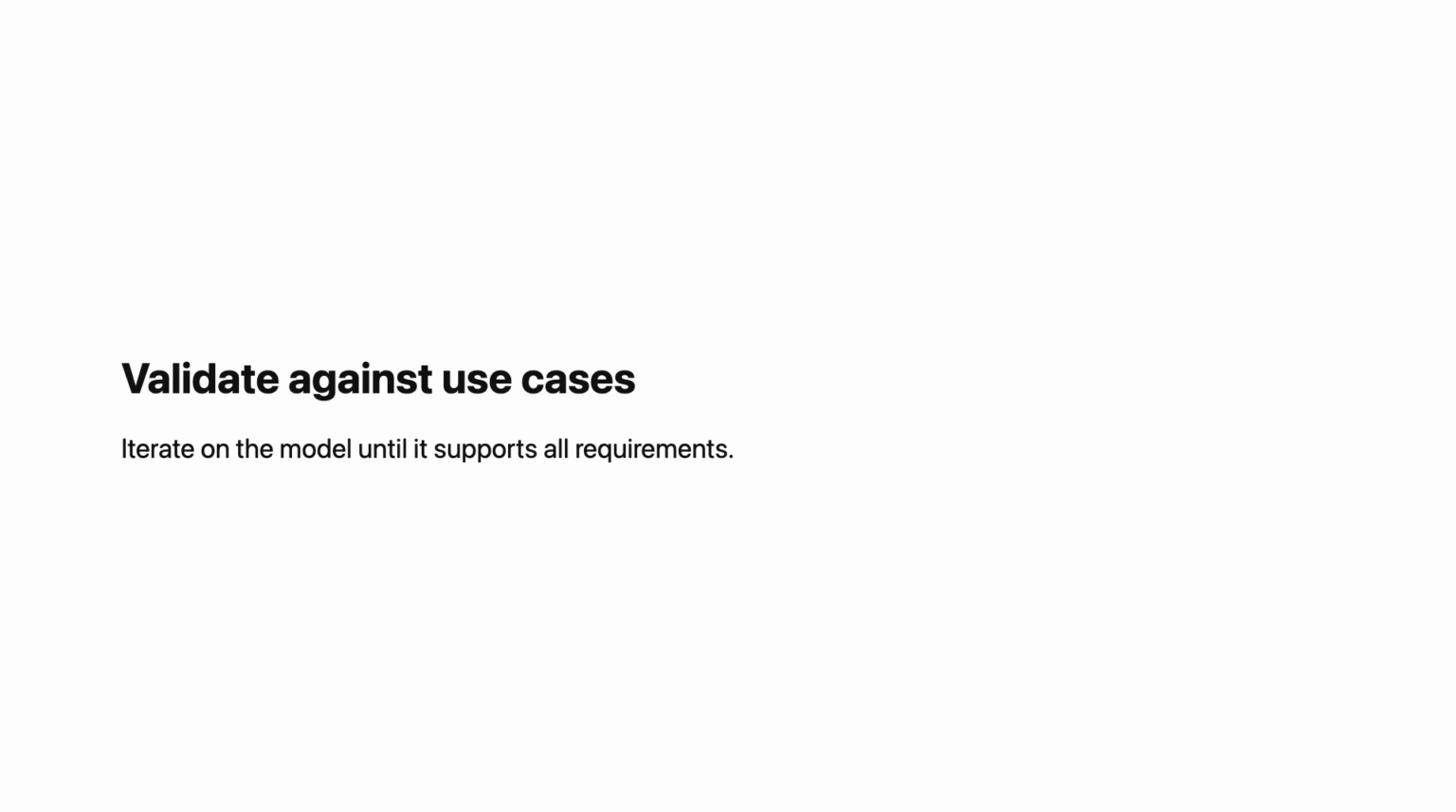You might find gaps. The model lacks something needed for a use case. Edit. You might find excess. An attribute is never used. Consider removing it. You might find inconsistency. Two use cases expect different structures. Resolve the conflict. Modeling is iterative. You draft a model. You validate it, you revise it, you validate again. Repeat until the model fits the requirements.